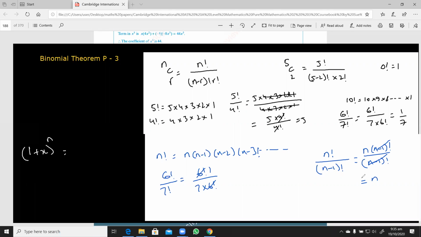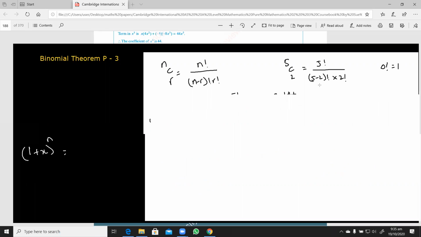Now if you want to go back to this formula, we need to understand how to do it without using a calculator. So you will see that, suppose this was your 5C2.